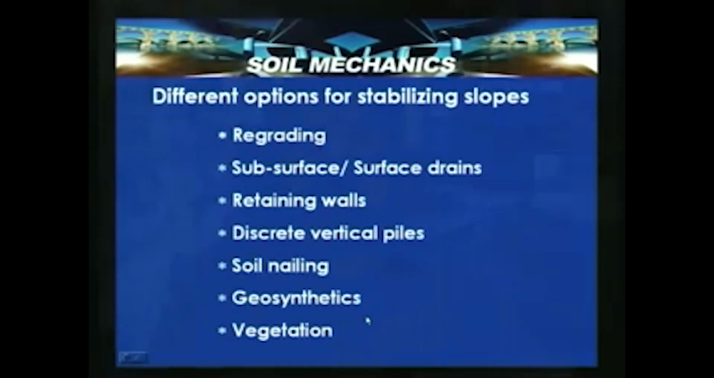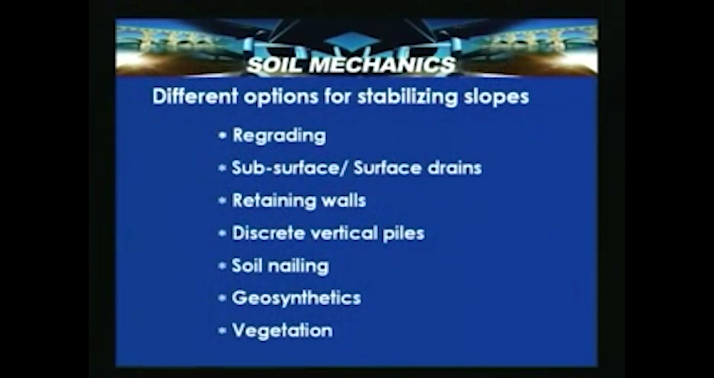So, in this slide what we try to understand is the different options available for stabilizing slopes. One is regrading, the second option is subsurface drainage or surface drainage. Subsurface drainage is used to get rid of the pore water pressures within the slope, and surface drains prevent erosion failures of slopes, since erosion can make flat slopes steeper and then cause failure. So, these surface drains allow the erosion to be kept under control. Similarly, there are retaining walls, discrete vertical piles, soil nailing, geosynthetics and vegetation.